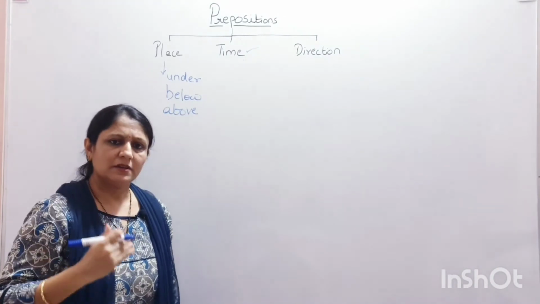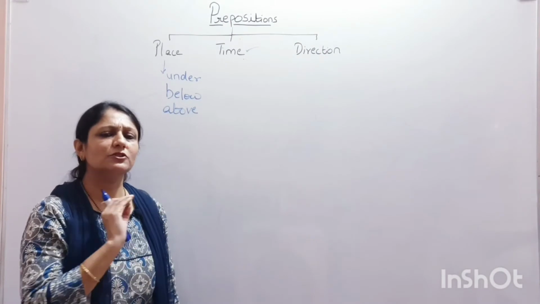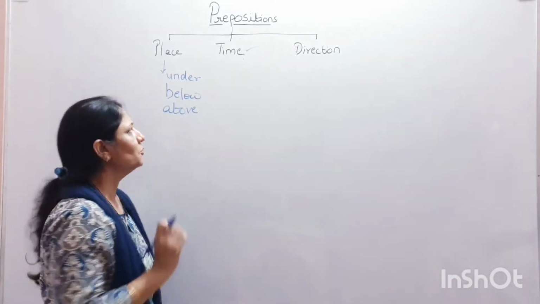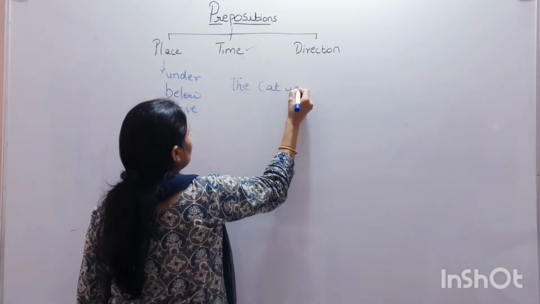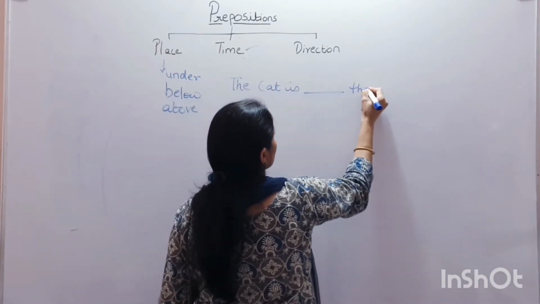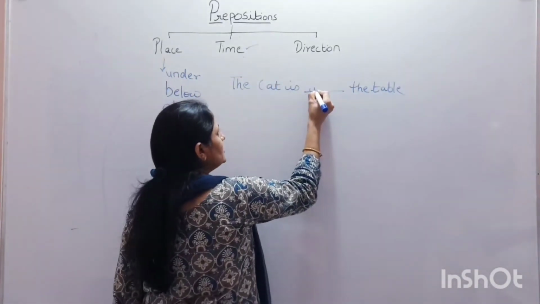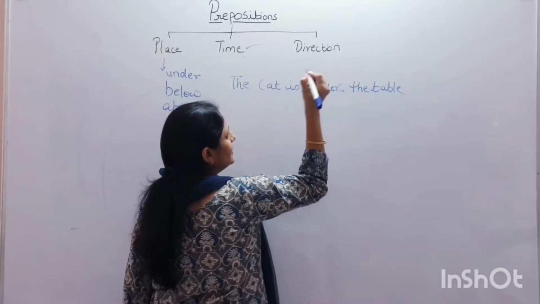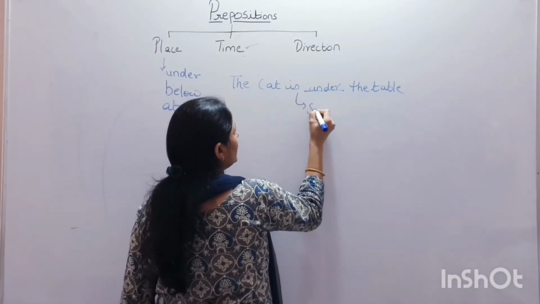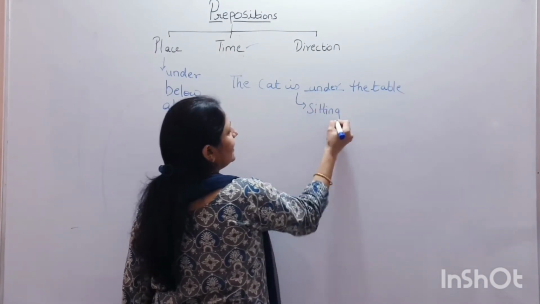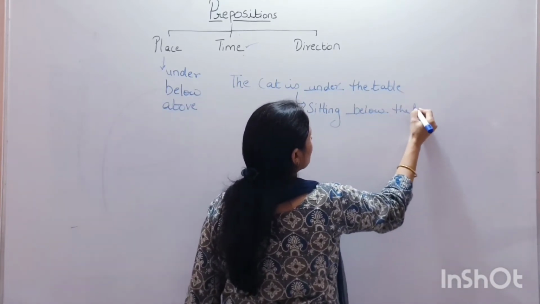Under means below something. Below and under can be replaced with each other. There is no major difference between the two. For example, I can say the cat is dash the table. What will be the answer over here? The answer obviously is under the table. Or I can say the cat is sitting below the table.